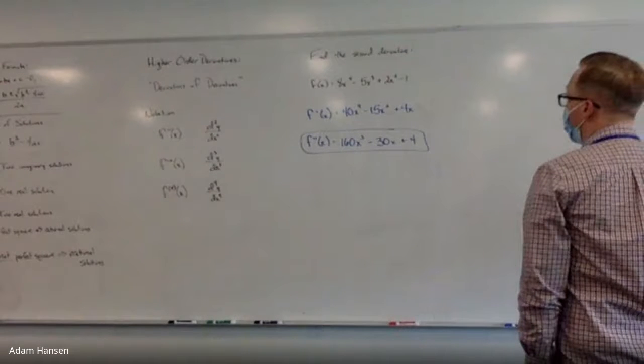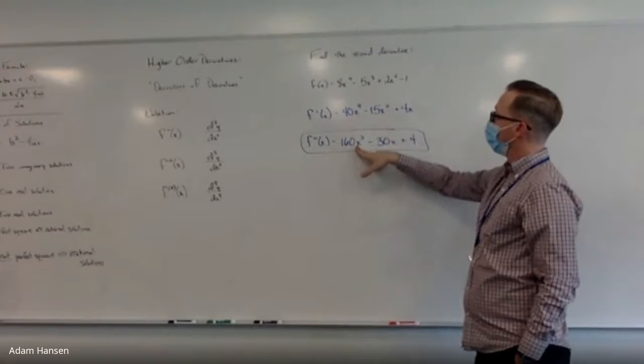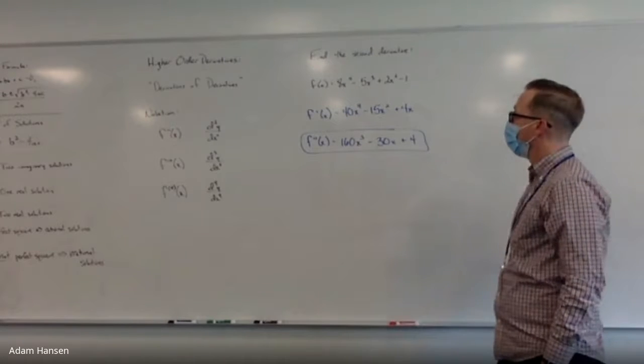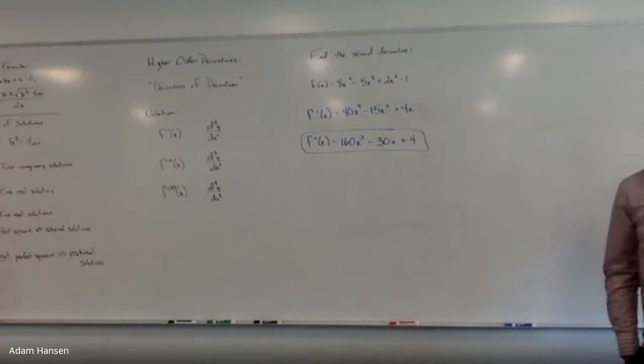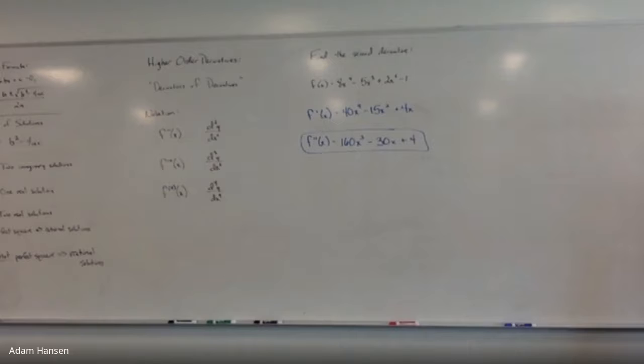Starting with a 5th degree equation, the first derivative would be a 4th degree equation, the second would be a 3rd degree equation. Once you get down to the 5th derivative, it's just going to be constant. Keep descending the power by 1.